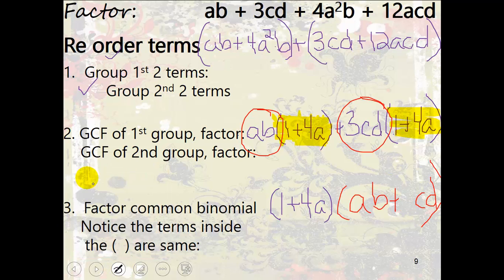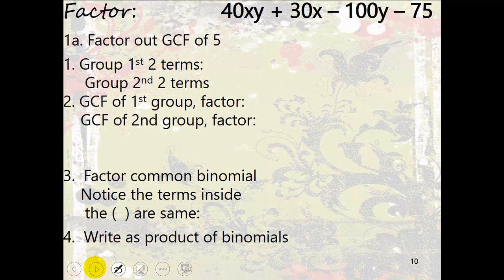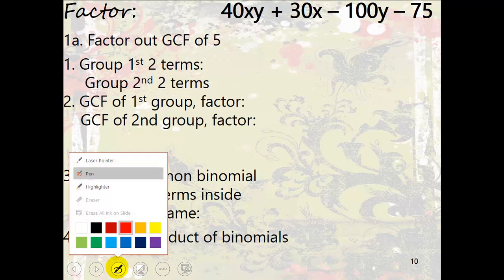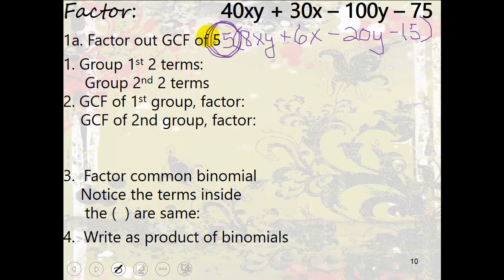Okay. All right, let's try another one here. This one, I'm going to factor out a greatest common factor of 5 first. I'm going to factor out a 5, and that gives me 8xy plus 6x minus 20y minus 15. Now I'm going to keep this 5, star it, and tuck it away so it doesn't get messed up with my other stuff.